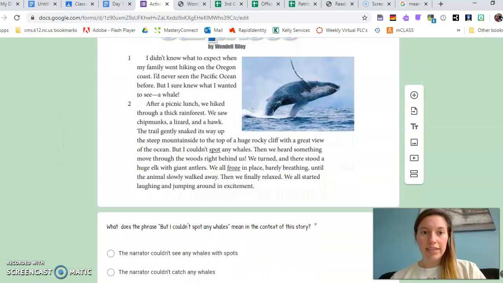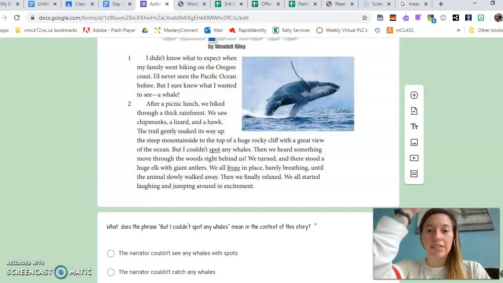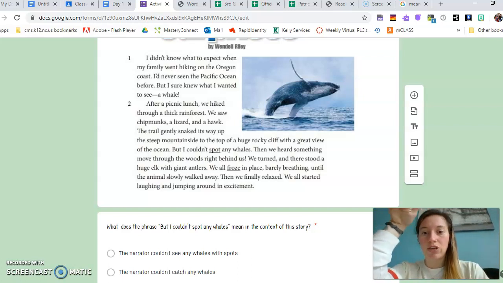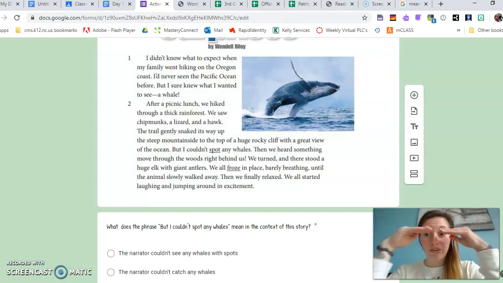I didn't know what to expect when my family went hiking on the Oregon coast. I'd never seen the Pacific Ocean before, but I sure knew what I wanted to see: a whale. After a picnic lunch, we hiked through a thick rainforest. We saw chipmunks, a lizard, and a hawk. The trail gently snaked its way up the steep mountainside to the top of a huge rocky cliff with a great view of the ocean. But I couldn't spot any whales.